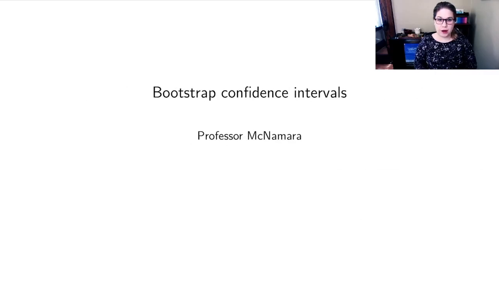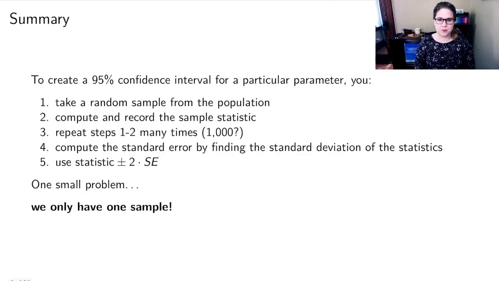Now we're going to talk about bootstrap confidence intervals. If you remember last time, we were talking about how we could find a 95% confidence interval. We would take a random sample from the population, compute the sample statistic, repeat those steps many times, and then find the standard error by finding the standard deviation of the statistics.